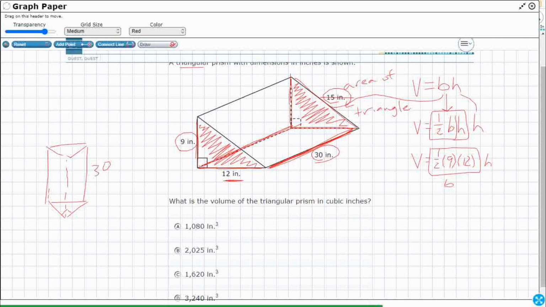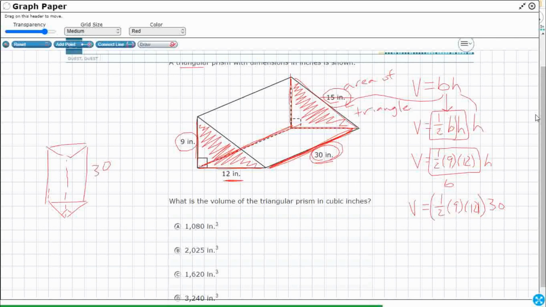So I'm going to rewrite it like this. Volume equals my 1/2 9 times 12. That's my original base. And then all of that is going to be times my height of 30. Right, so that's where this gets tricky. It's just finding what is the base and height of the base, and then what is the height of the actual triangular prism. All right, so now we can do some multiplication.